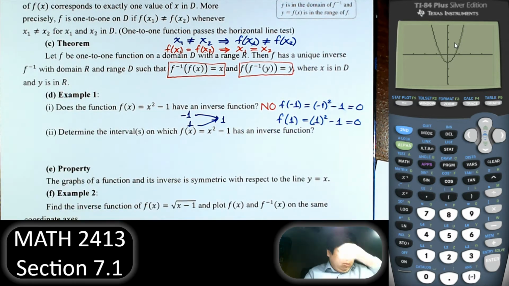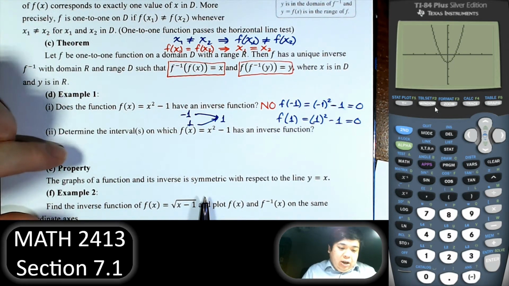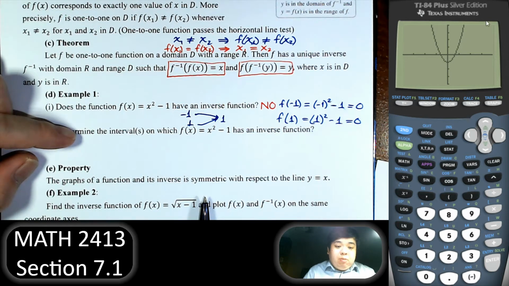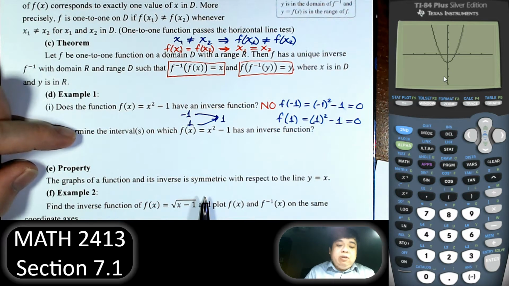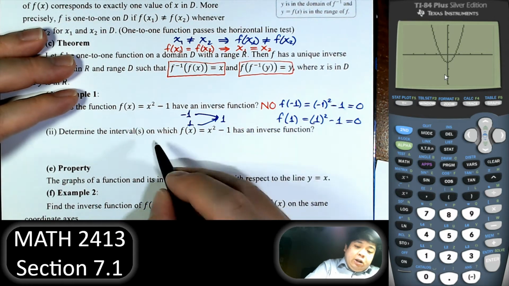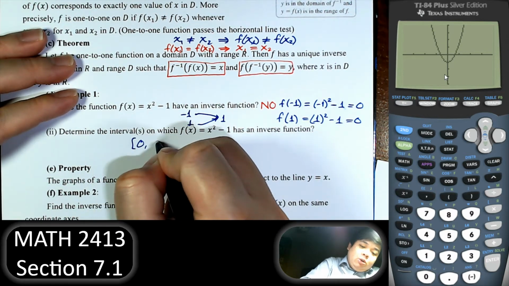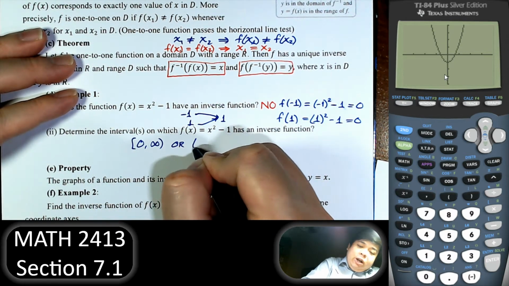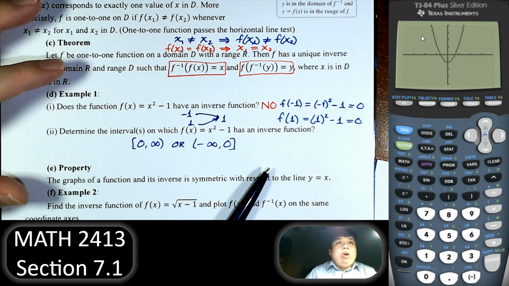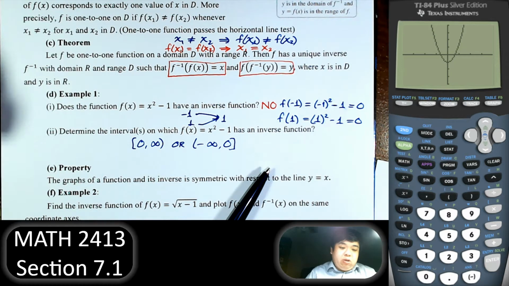Right. Now, we have the function like this. Now, determine the interval on which the function has an inverse. So even though the function on the whole domain is not one-to-one, so it has no inverse, if we only take half of it, then it will have an inverse. So in that case, we can say the interval could be going from 0 to infinity or negative infinity to 0. If we only have half of this, then it is one-to-one because it will pass the horizontal line test.